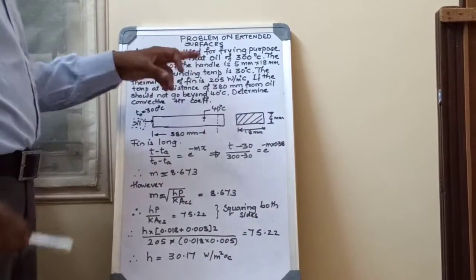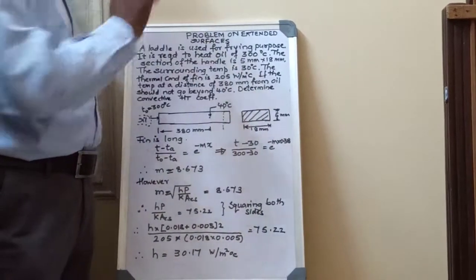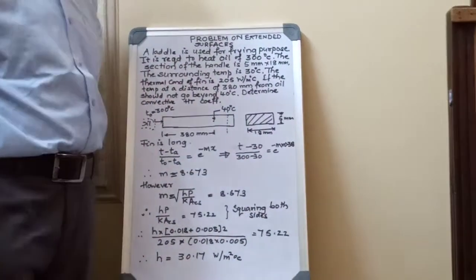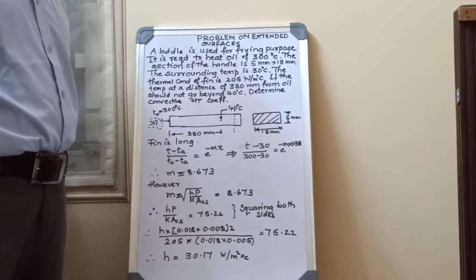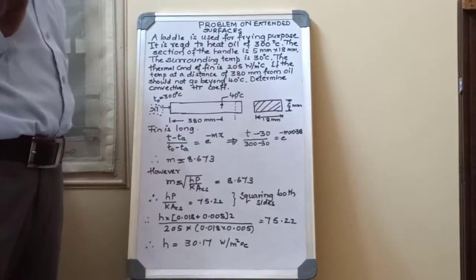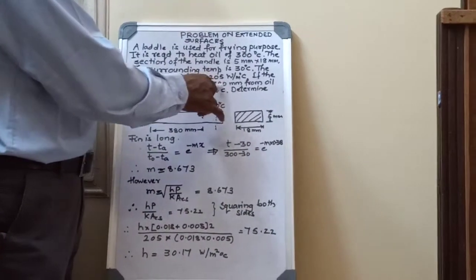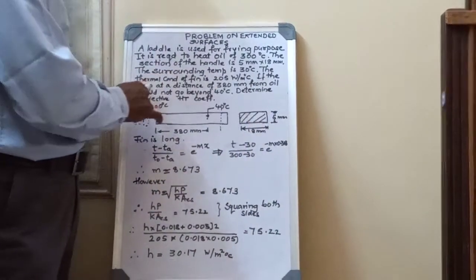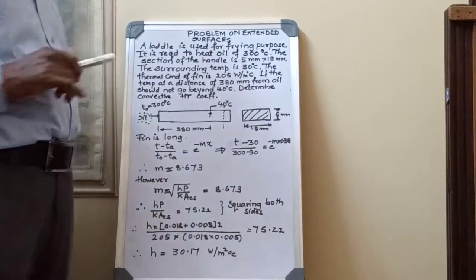Now, the thermal conductivity of the fin is 205 watt per meter degree centigrade. The ladle is made up of some material that they have not specified, but the thermal conductivity is good, that is 205 watt per meter degree centigrade. If the temperature at a distance of 380 millimeter from the oil should not go beyond 40 degrees centigrade, determine the convective heat transfer coefficient.